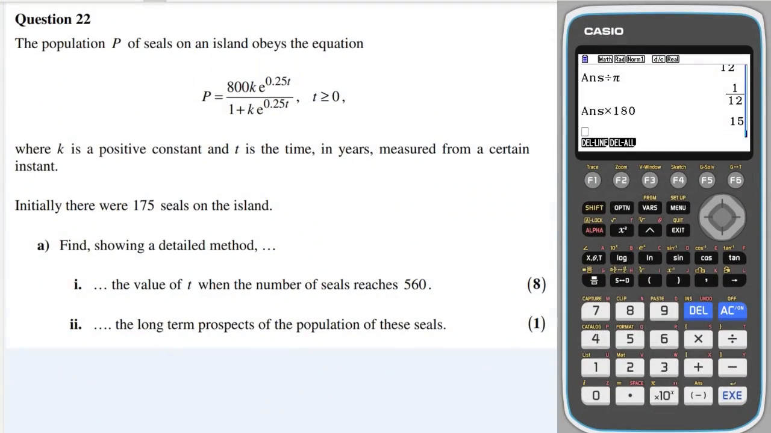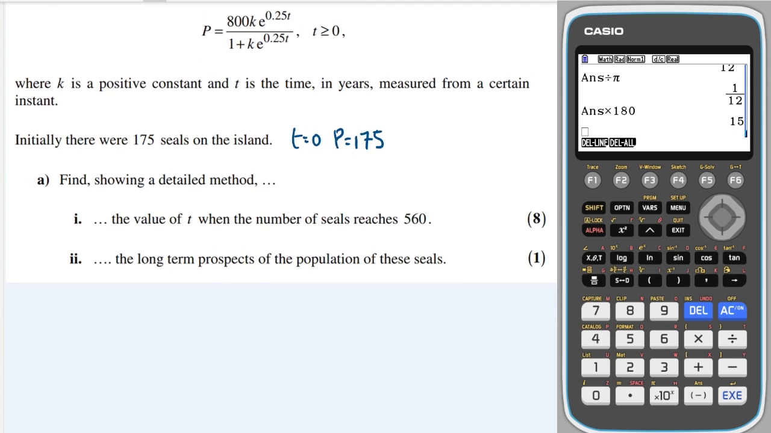Exponential modelling. We have population P of seals on an island obeying this equation. k is a positive constant and t is time in years measured from a certain instant. Initially there were 175 seals on the island, so t equals 0, P equals 175. Find, showing detailed method, the value of t when the number of seals reaches 560. So we need to sub in our initial conditions to work out this constant k.